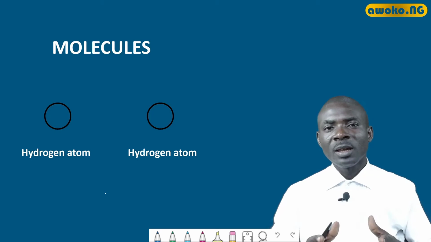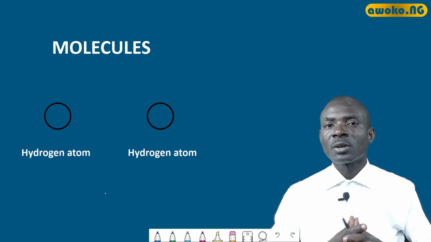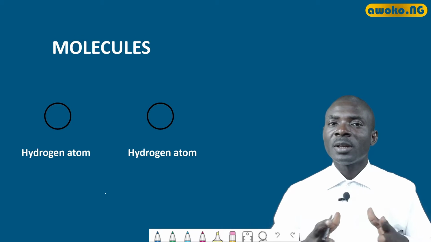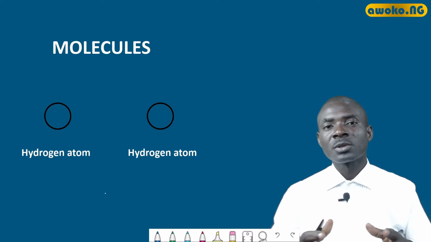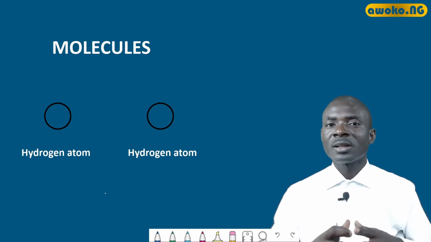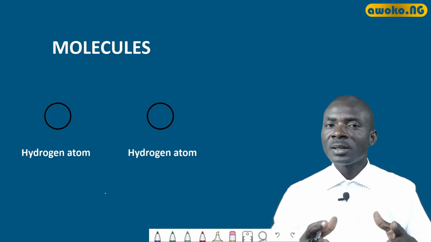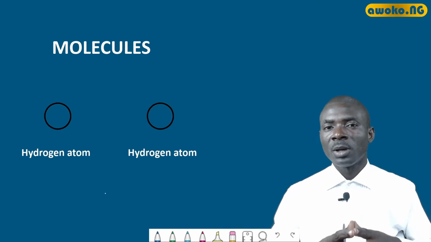A molecule is a substance that is formed when two or more atoms combine together. It can be two atoms of the same element or two atoms of different elements. It can also be two or more atoms of different elements combining together to form a single substance called molecules. What then is a molecule?